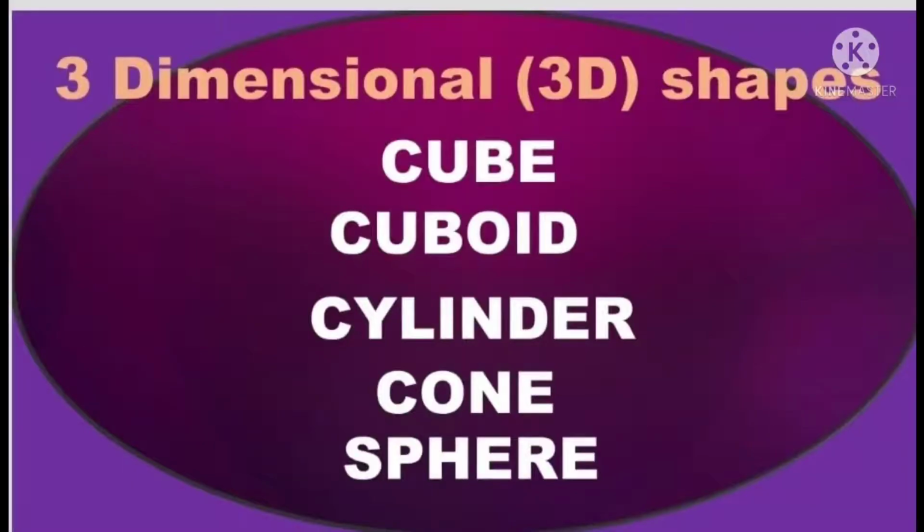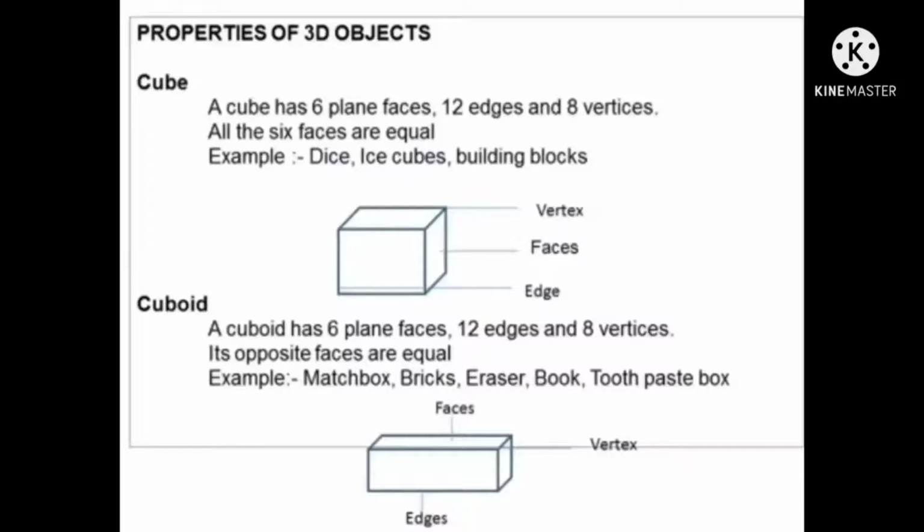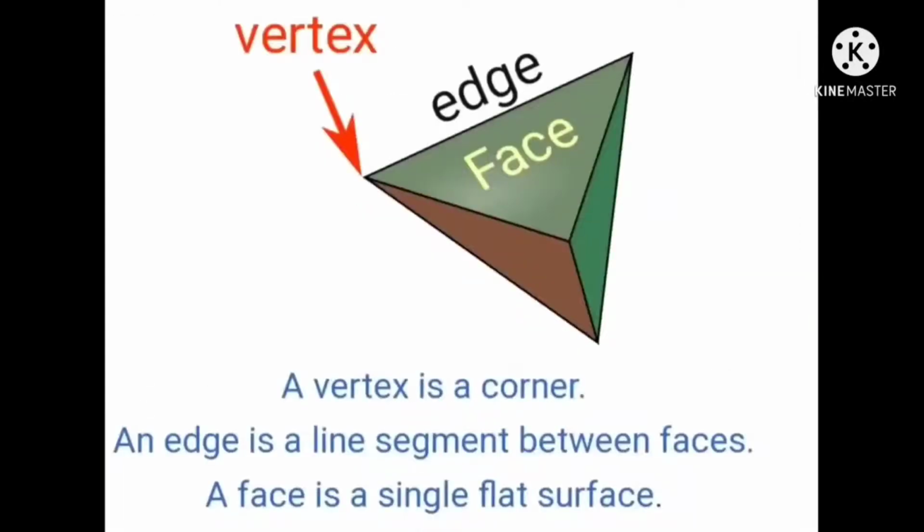So what are the 3D shapes? Yes, we know very clearly: cube, cuboid, cone, cylinder and sphere. Next one is properties of 3D objects. Let's see. First one is cube. A cube has 6 plane faces, 12 edges and 8 vertices. But we know only sides and corners. But here they have given plane faces, 12 edges, 8 vertices. What is that? Let's clarify.